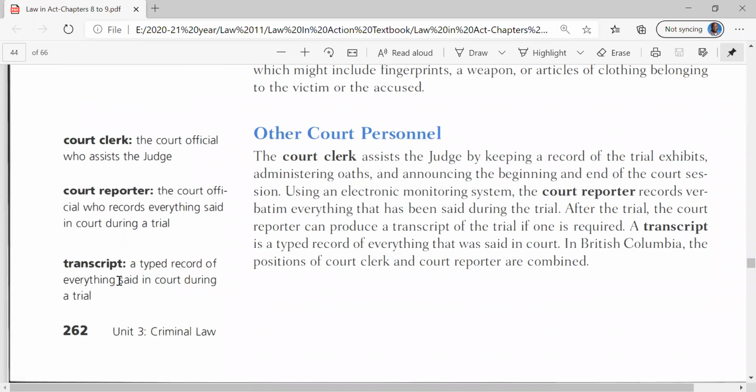The court clerk is a court official who assists the judge. The court reporter is the person who records everything said during the court trial. And a transcript is a typed record of everything that's said during the trial, right? Because sometimes jurors will say, hey, can we hear that piece again? Can we hear that information again? And then it's thrown back to them, right?